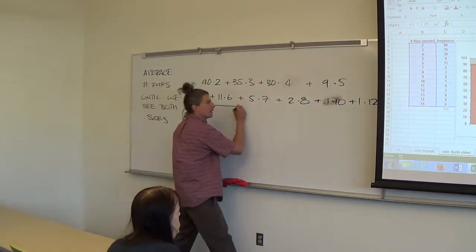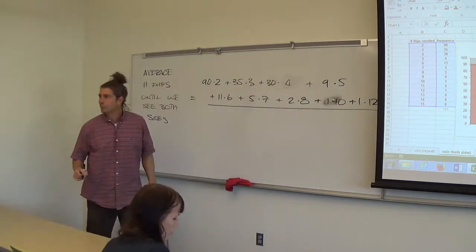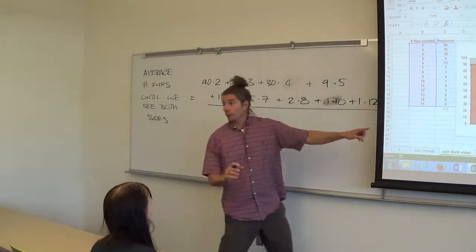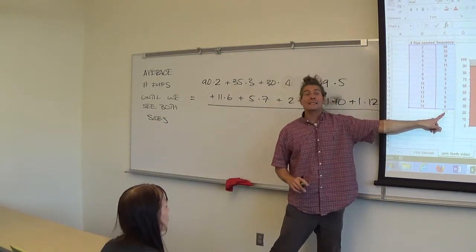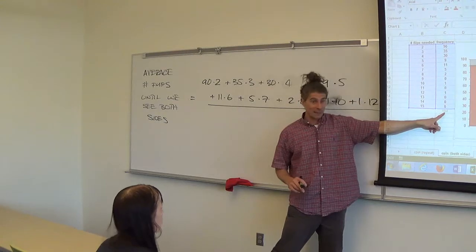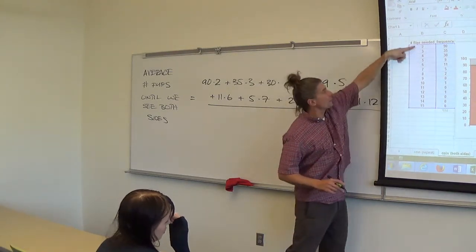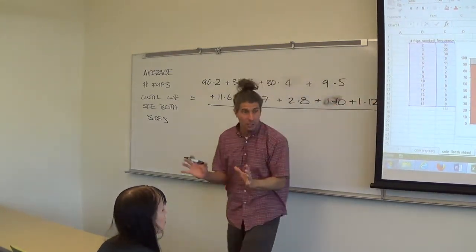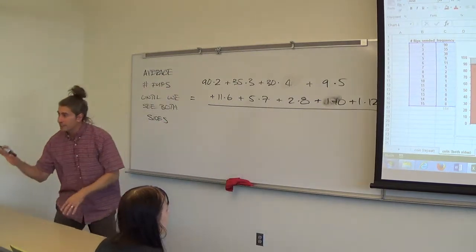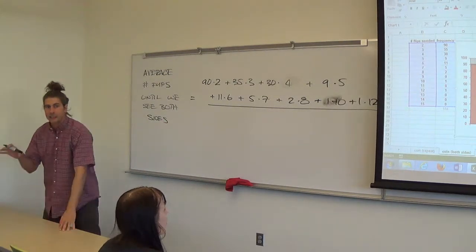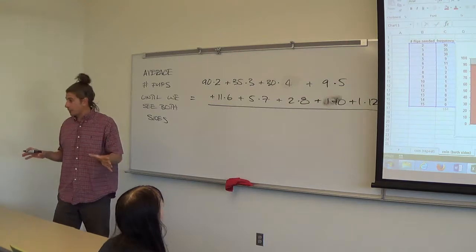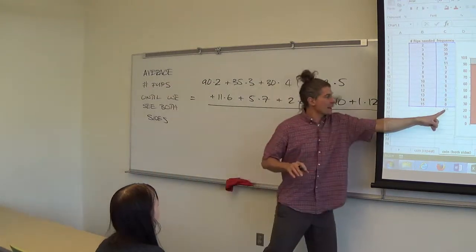Beautiful! What goes at the bottom? How many? 15? Yes, ma'am. Ah, careful. 184. Because you guys did 184 total experiments. Now there are 14 actually. There are 14 outcomes. But you don't want to divide by 14, because if you divide by 14, it makes it look like you only did 14 experiments. You actually did this many experiments.